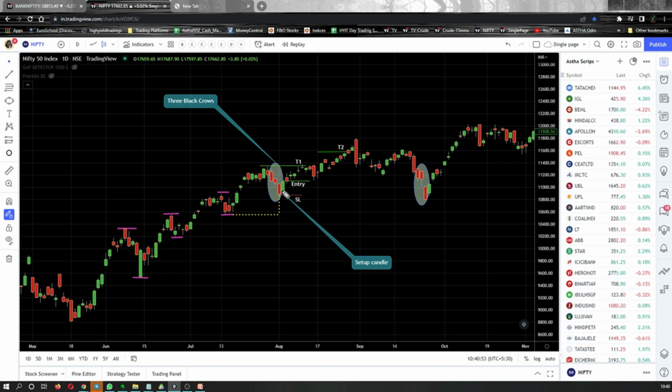Okay, one thing that needs to be taken care of is the low of the first candle should be higher than the low of the second candle. The low of the second candle should be higher than the low of the third candle. If these things are met, then you know that we have a three black crows sitting on the chart. Now that fulfills another prerequisite for this strategy.